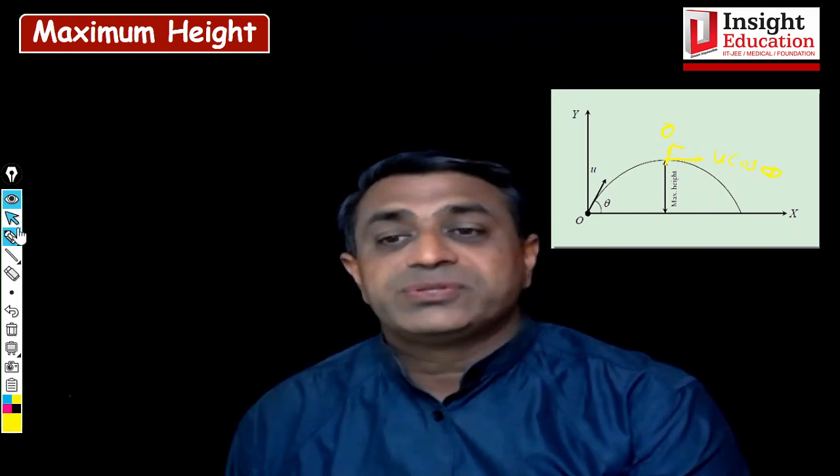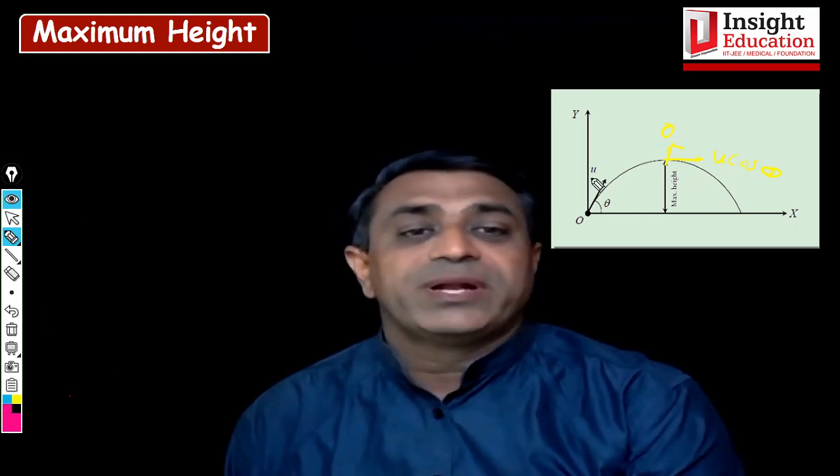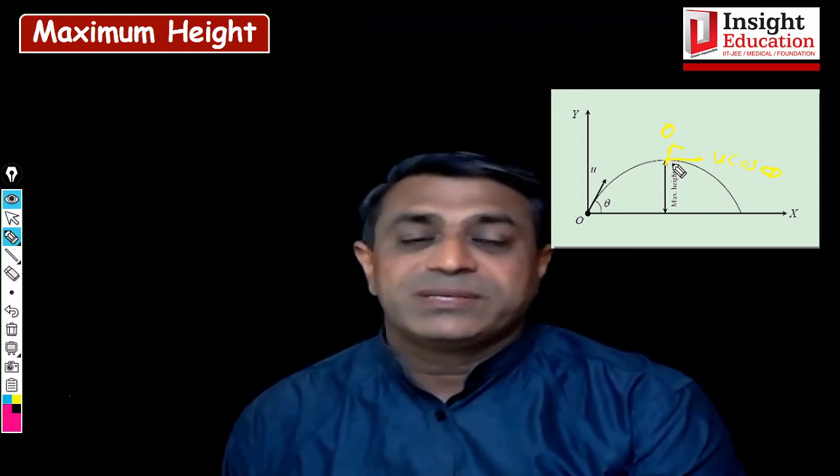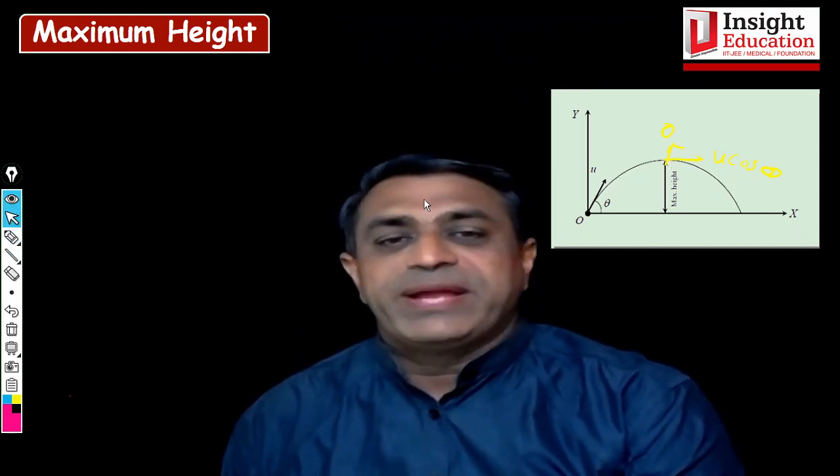At the highest point, at this position, the horizontal component of velocity is u cos theta, but the vertical component is 0. So by using this, we can find out the maximum height. How? The final velocity is 0.